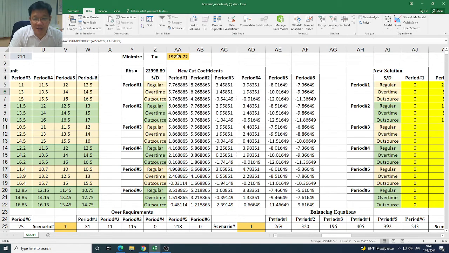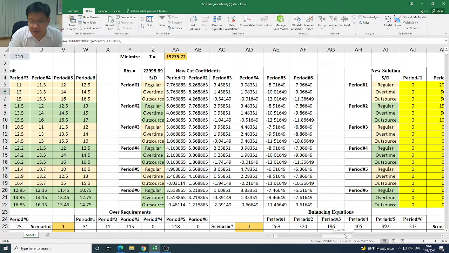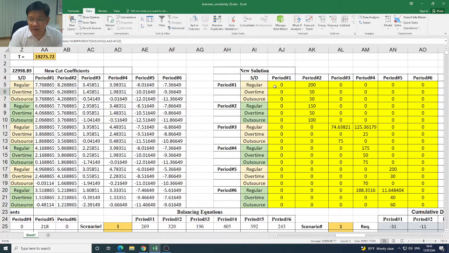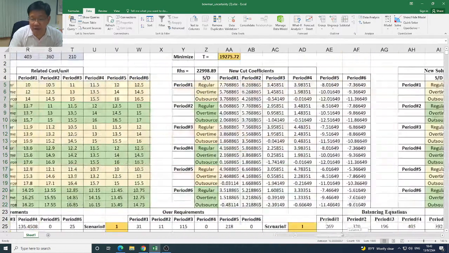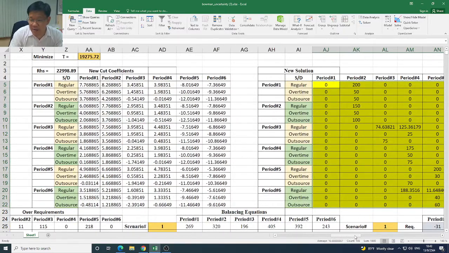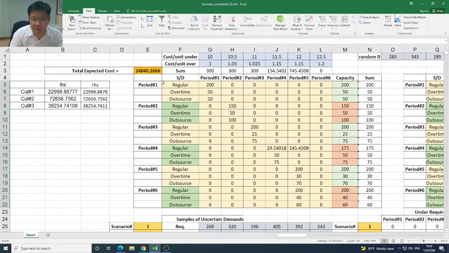So now the t increases to 19,000. The duality gap is decreasing, approaching verification of your optimality. So this is not the best solution, but the new solution that can generate the new cut. But you still don't know whether this solution is better than the previous one unless you make a copy of this new solution to this space to evaluate the total expected cost.